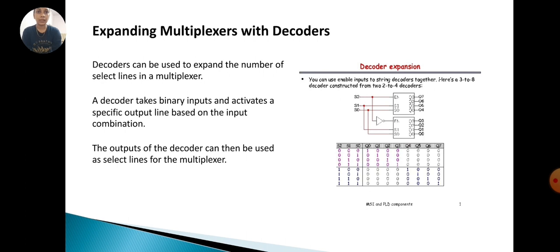Expanding multiplexers with decoders. Decoders can be used to expand the number of select lines in the multiplexer. A decoder takes binary inputs and activates a specific output line based on the input combination. The outputs of the decoder can then be used as select lines of the multiplexer.